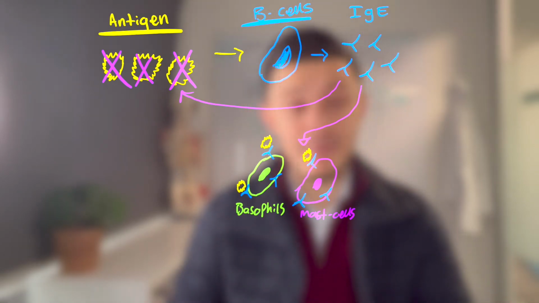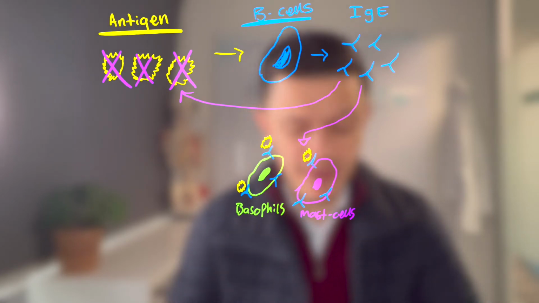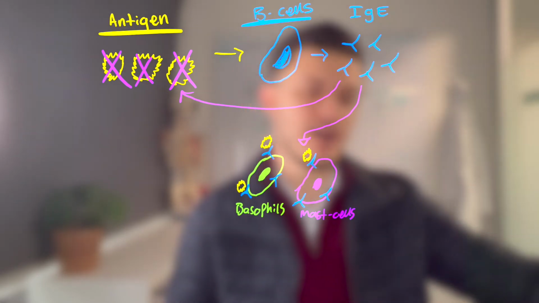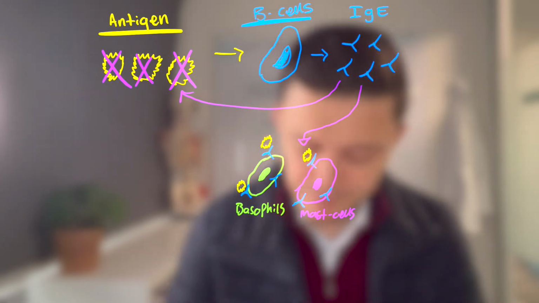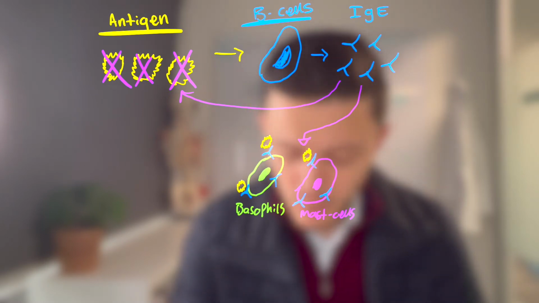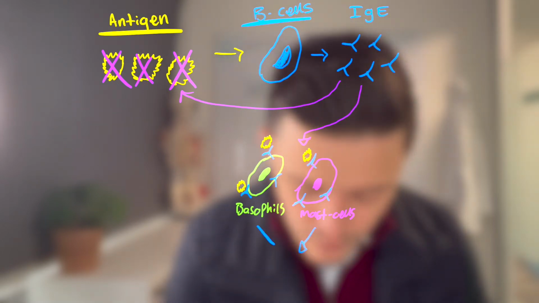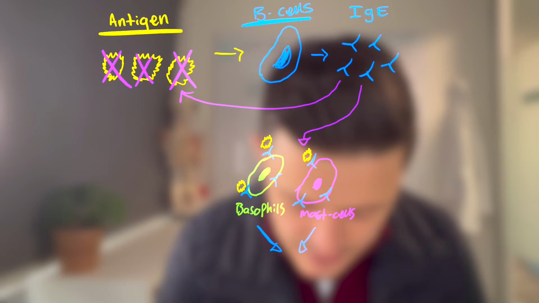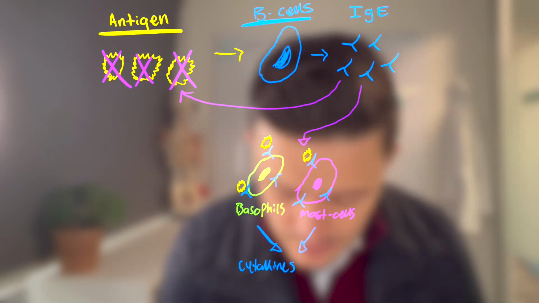So what happens is that when this antigen binds to those antibodies on the basophils and the mast cells for the second time now, not the first time, but rather the subsequent exposure, right? It stimulates those cells to do something, okay? And what is that something? Well, what it does is it produces one of two things. The first thing is that it produces cytokines, and the second thing is histamine, right?